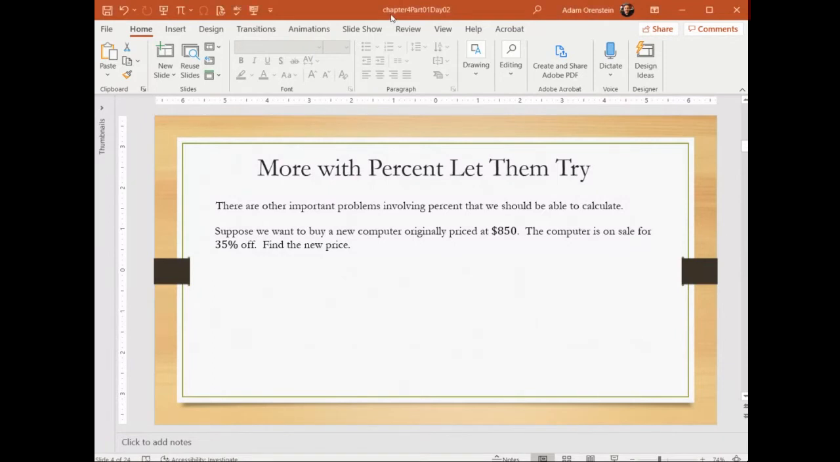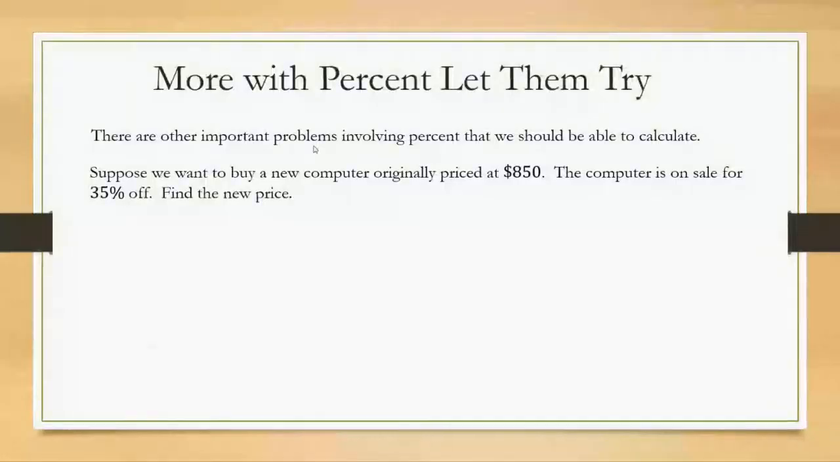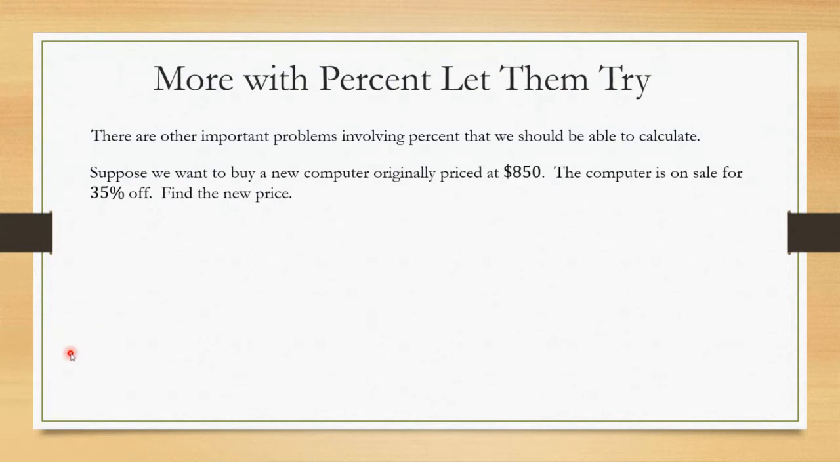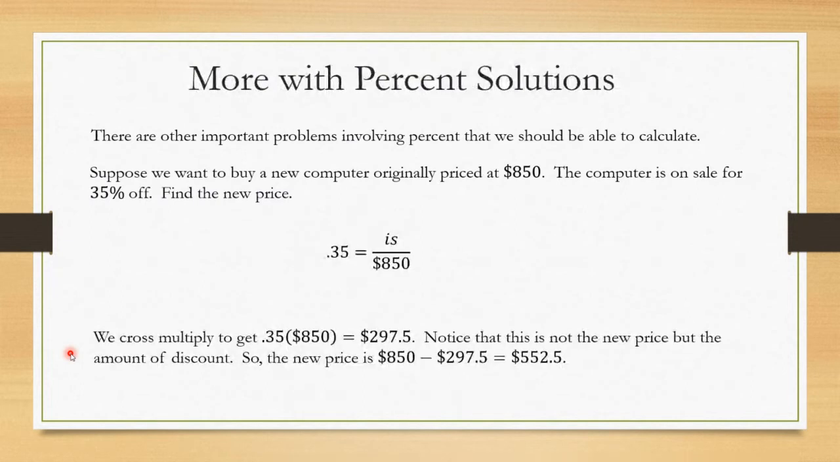Let's see. All right. So here we have this, right? We have a computer, and the price of it originally was $850. And we see that there's a sale. So it's marked down. It's marked as 35% off. We want to get the new price.